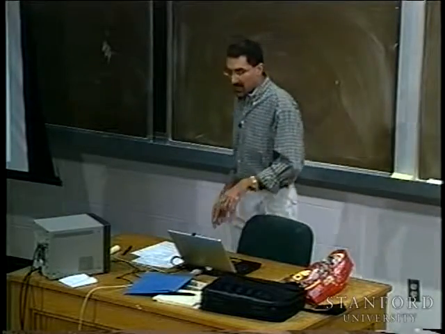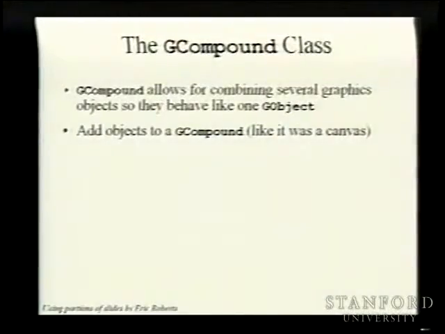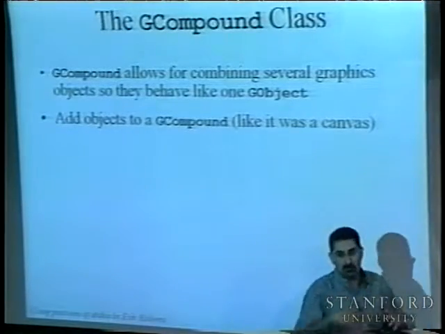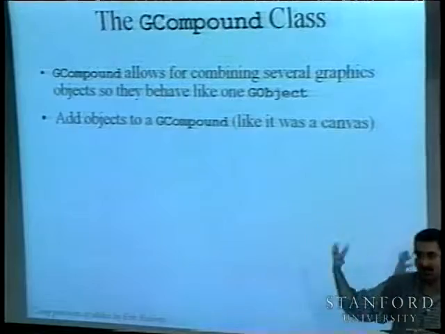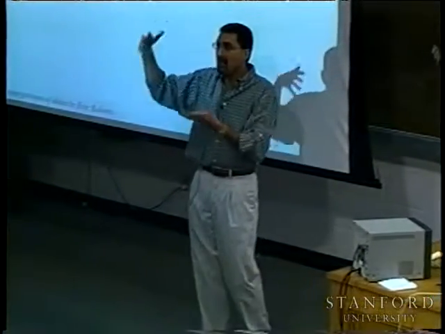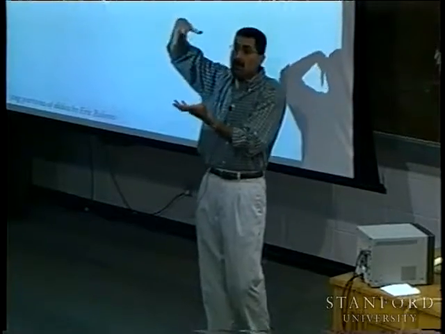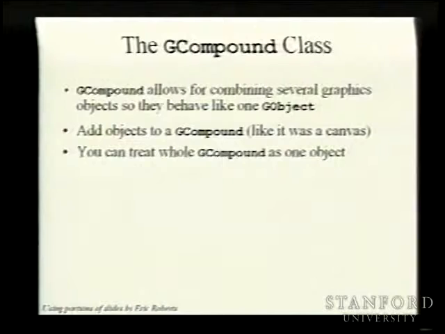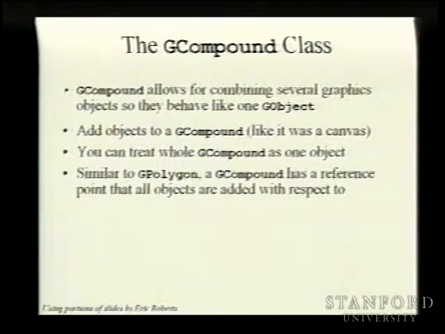Okay? So adding objects, the way a G-compound works is you add objects to a G-compound just like it was a canvas. So just like you've done before where you say, I have some canvas and I put these little objects on it and it draws pictures. If I have some G-compound and I add a bunch of objects to it, I now have this compound thing that encompasses all of those objects. Okay? So you can now treat the whole compound as one object, which is the whole reason for having this. And I'll show you the example of this in just a second.